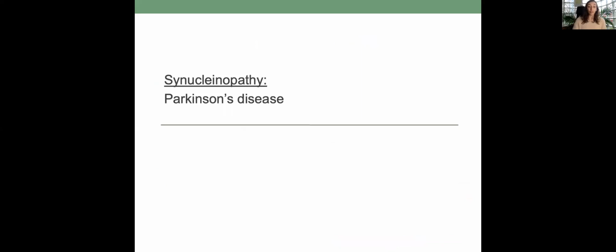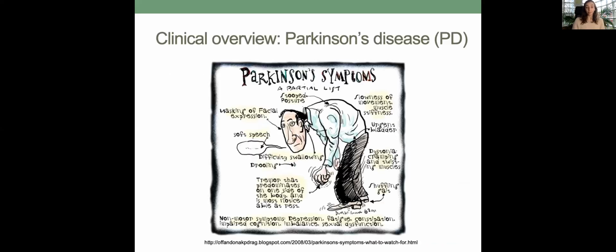Alzheimer's or tauopathies are not the only neurodegenerative disease, though. Let's move into synucleinopathies, particularly Parkinson's disease. Parkinson's is the second most common neurodegenerative disease, but it looks very, very different than Alzheimer's. This schematic shows the common symptoms that are seen in a patient who has Parkinson's disease. You're probably familiar with the hallmark tremor, but you may not know that this is predominantly on one side of the body.